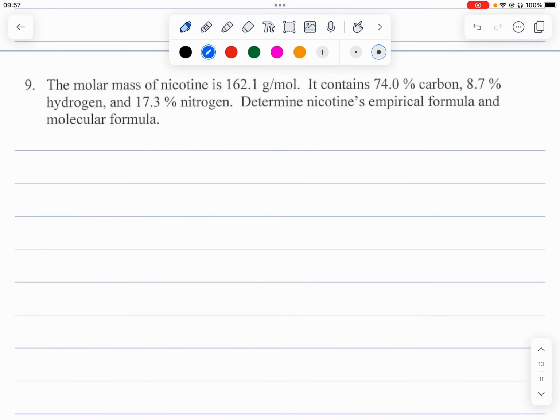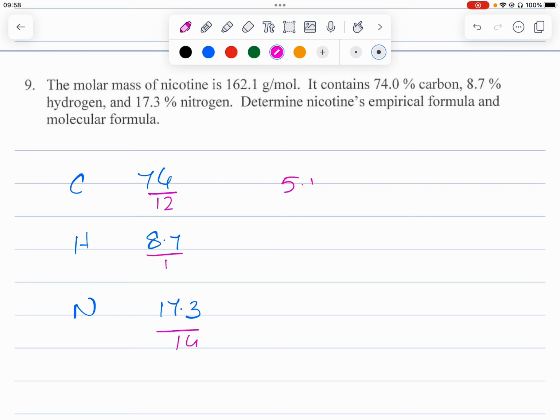Question number 9. The molar mass of nicotine is 162.1 grams per mole. It contains 74% carbon, hydrogen is 8.7%, and nitrogen is 17.3%. Now what am I going to do? Divide by 12, 1 and 14. So it becomes 5.1, 7.25 and 1.2. What am I doing further? Divide by the smallest one. The smallest one is 1.2, 1.2 and 1.2.